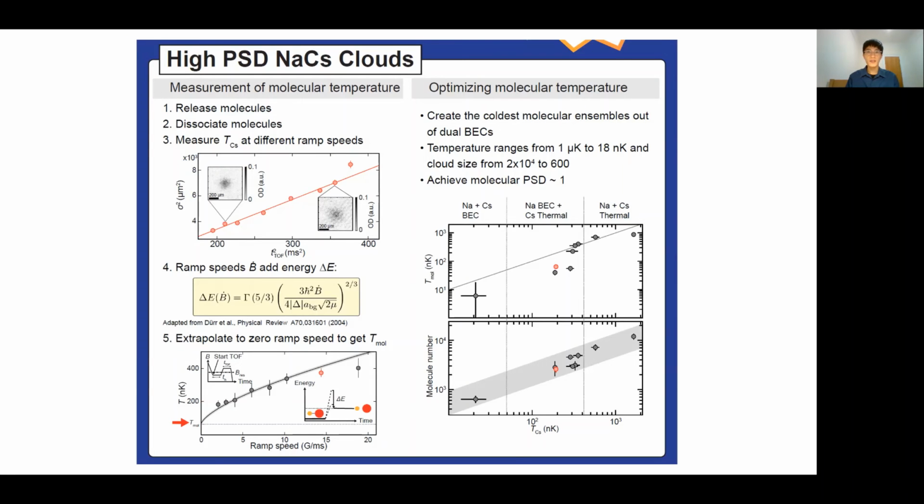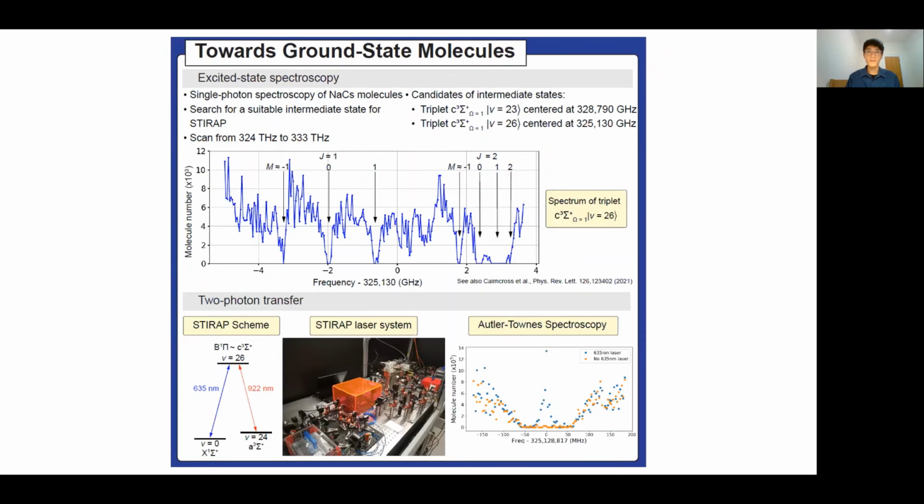We are able to create the coldest molecular ensembles out of the dual BECs. The temperature can be tuned from 1 microkelvin to 18 nanokelvin, and the cloud size ranges from 20,000 to 600. We also achieved a unity phase space density of molecules.